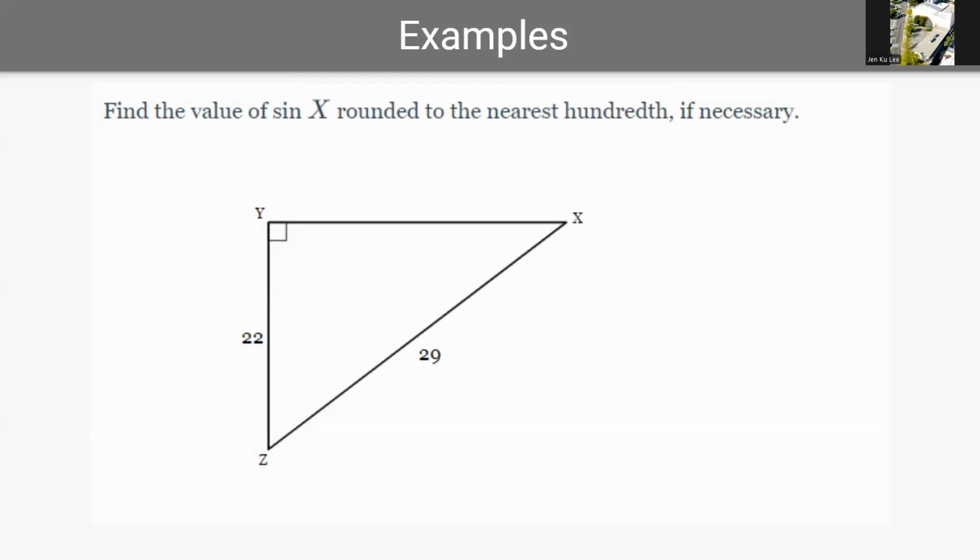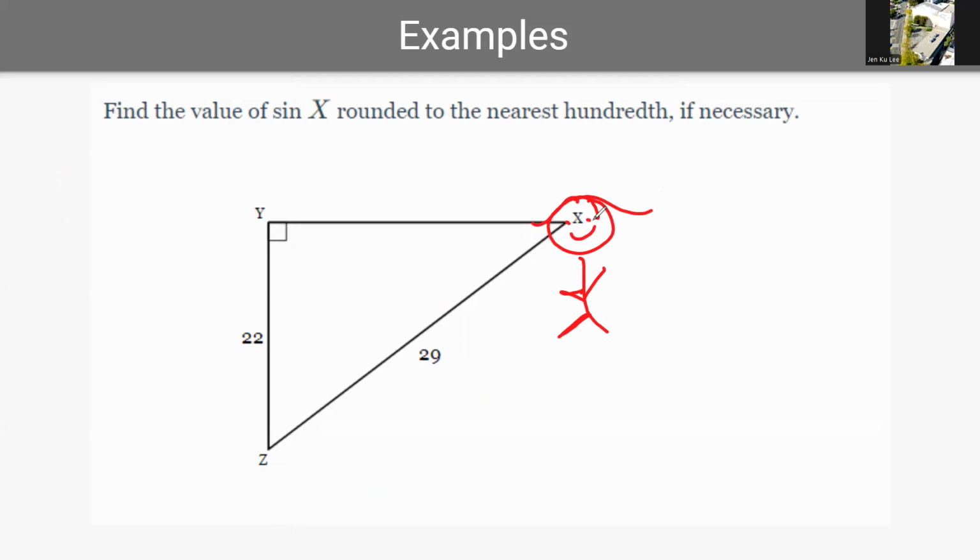Here we just have to find the value of the sine of x. So it's not going to be a drop-down menu anymore. It's just going to be submit your answer type of thing.